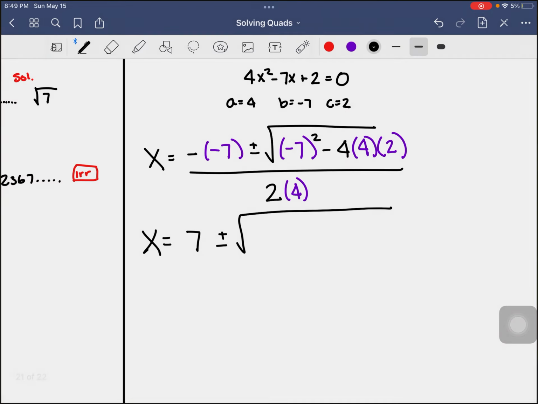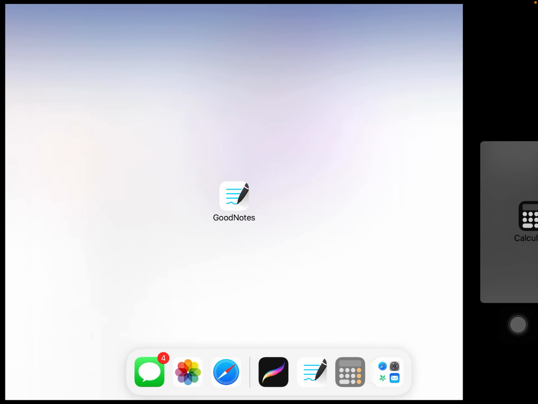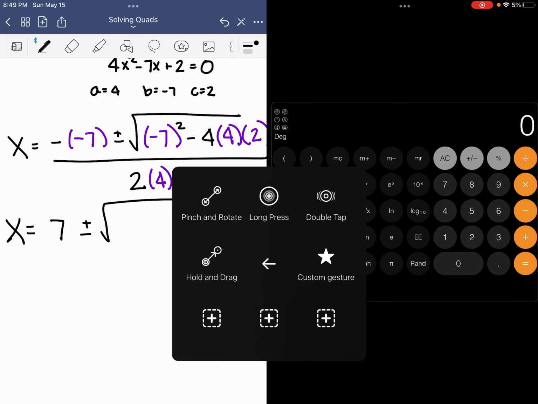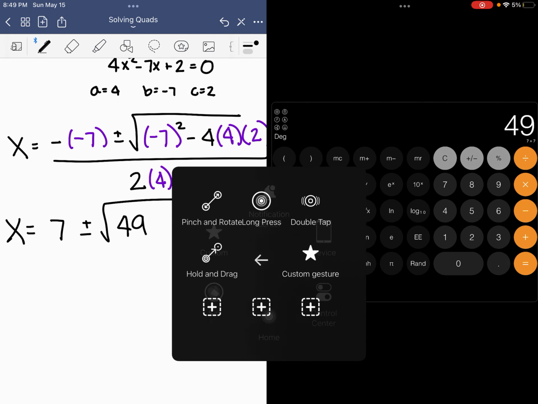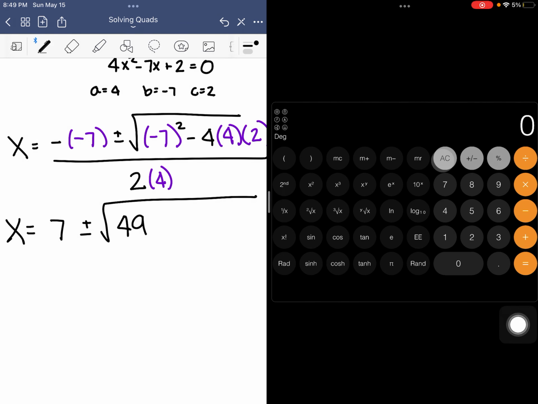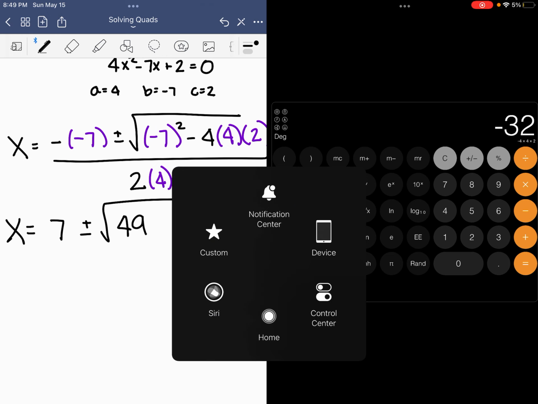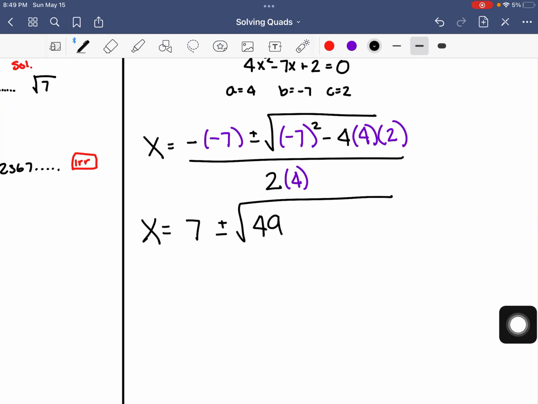I'm going to have to do some math over here. Well, I guess we already are doing math, but some calculator work. So I have 7 times 7. So that's 7 squared. That gives me 49. So 49. And then I have -4 times 4 times 2. And that gives me -32. Minus 32. All over 2 times 4, which is 8.